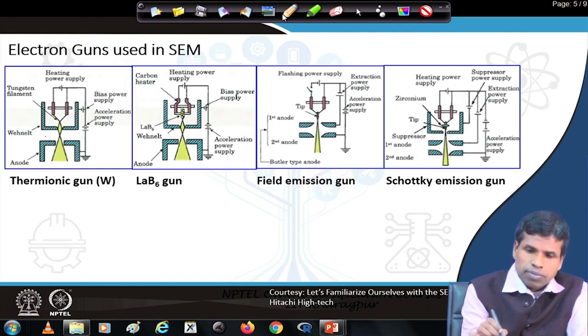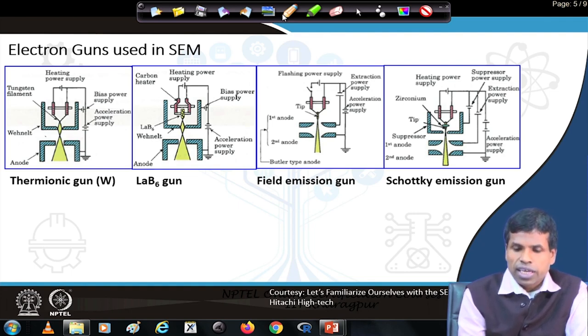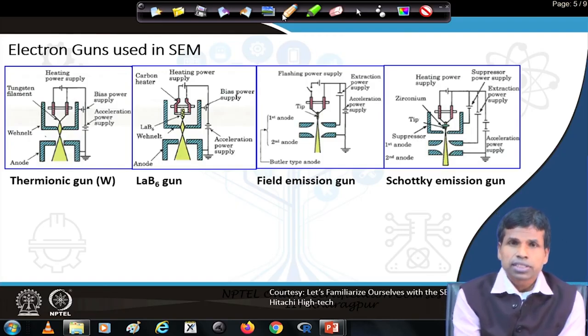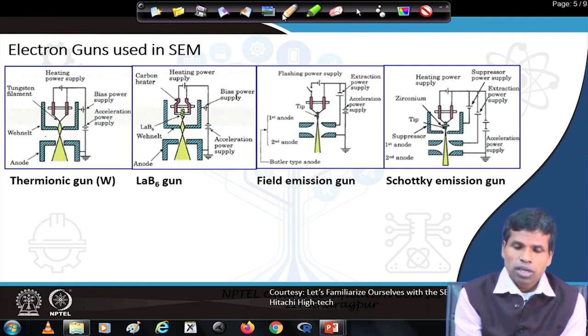Similarly, the lanthanum hexaboride gun is just another type of thermionic gun, where instead of tungsten we use a different material called lanthanum hexaboride. The advantage of lanthanum hexaboride is that it has a smaller work function, of 2.6 to 2.7 electron volt. Because of the smaller work function, we need a lower temperature to generate electrons from lanthanum hexaboride, with much higher brightness. It can produce around 5 to 10 times higher brightness compared to the tungsten thermionic gun.